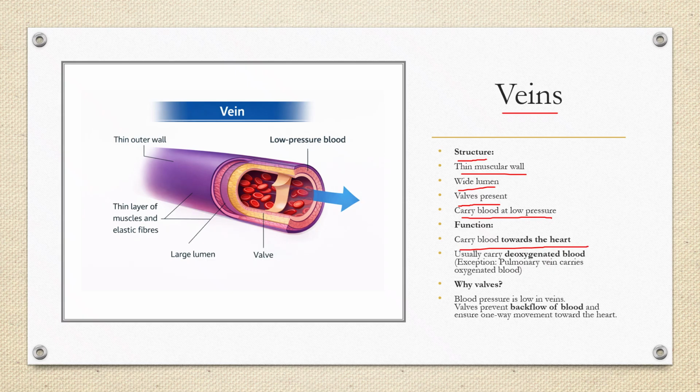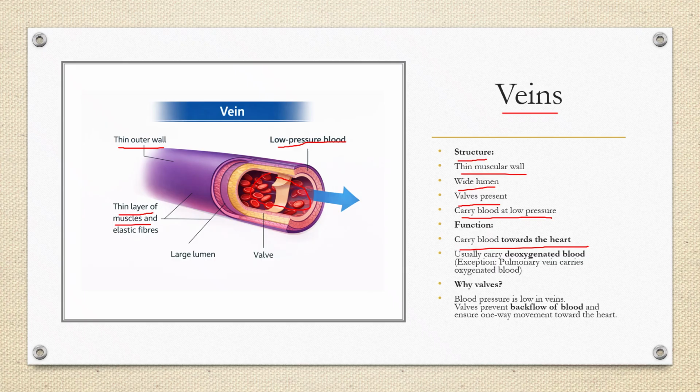Okay students, look at this picture. Here this is a thin outer wall, but in case of artery this is a thick outer wall. A thin layer of muscles and elastic fibers, but in arteries there is a thick layer of muscles and elastic fibers. Here this is the lumen. For veins there is a large lumen, but in case of arteries there is a small lumen. Here the pressure of the blood is low, but in case of arteries there is a high blood pressure.